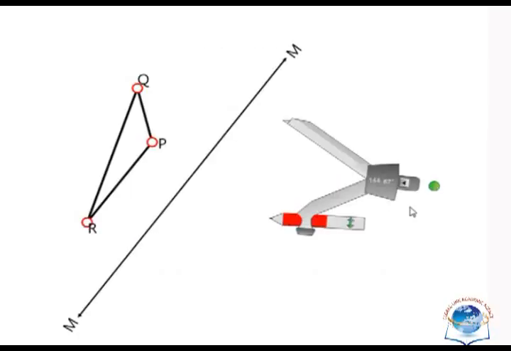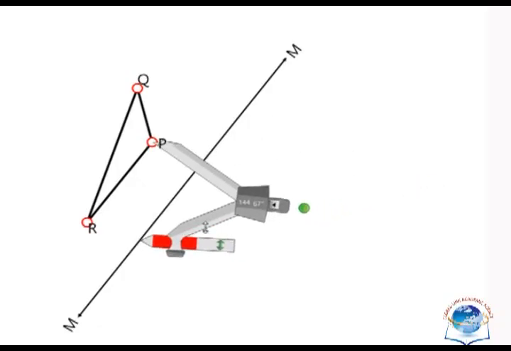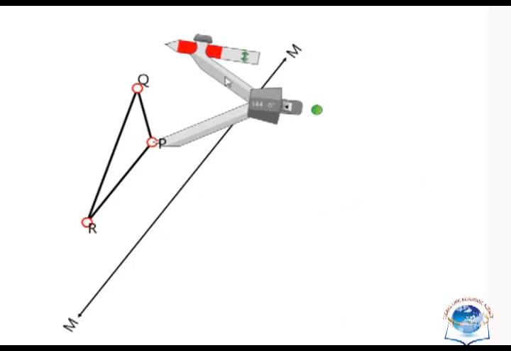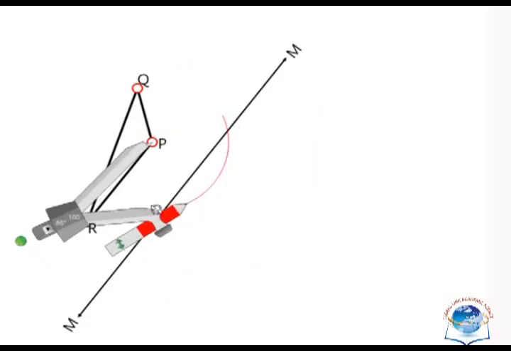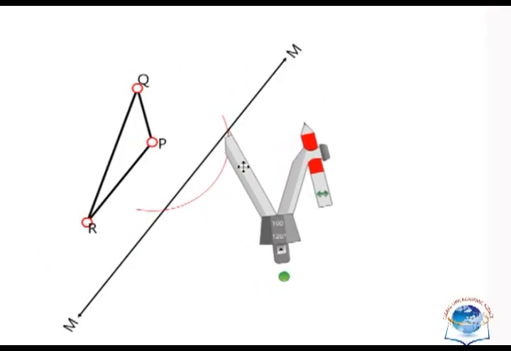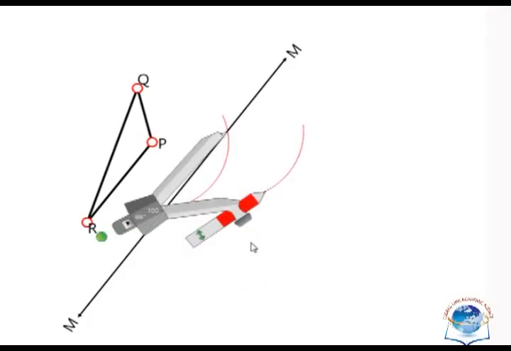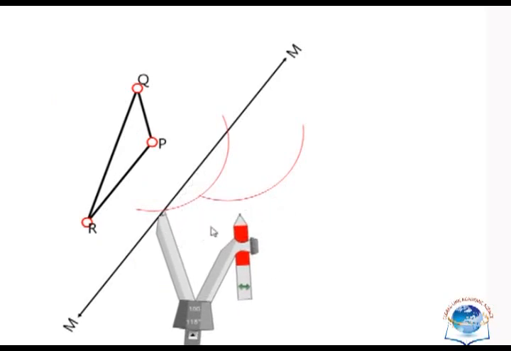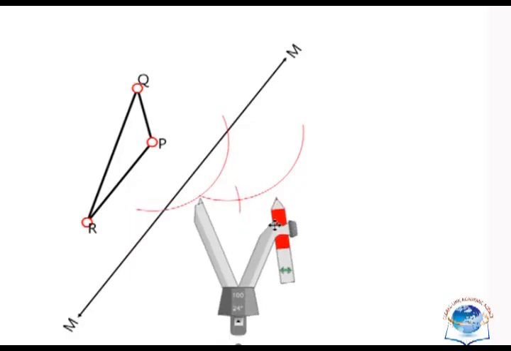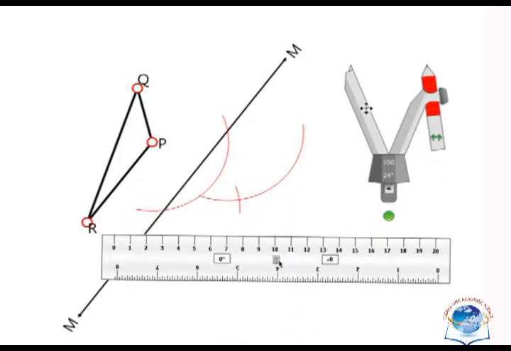So let's reflect the triangle PQR on the mirror line MM. What we need to do is to draw perpendiculars to the mirror line from the vertices. We start with P, place the compass there and make an arc that cuts the line at 2 points. Place it on the other point and make another arc. Go to the other point and do the same. Now join P to this point of intersection.